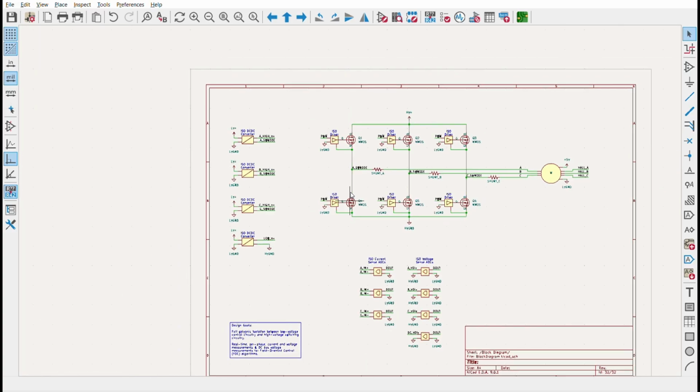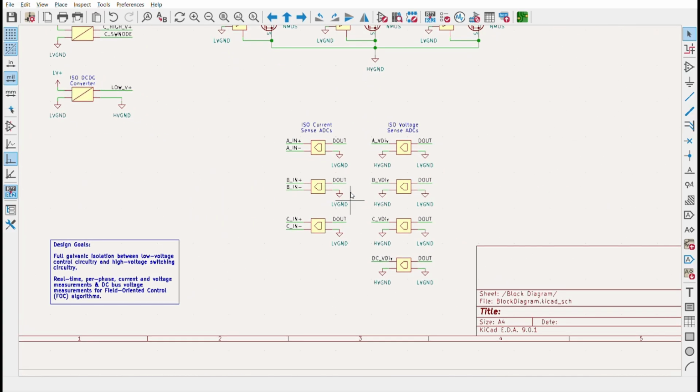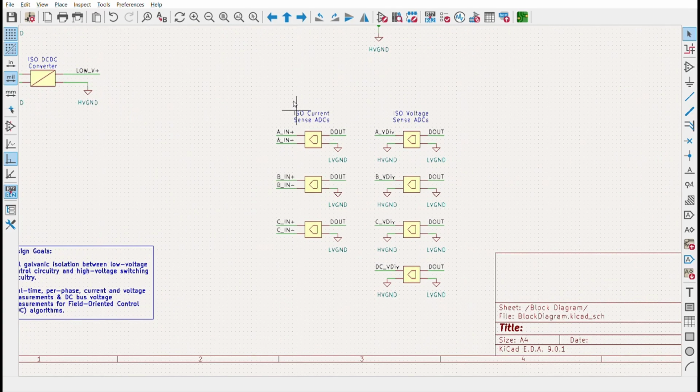And then finally, I have 7 ADCs, analog to digital converters. Each of these are my current sense, so they're taking in the voltage across the shunt resistor and giving me a digital out. And I have these voltage sense ADCs. Each of these is taking in a divided voltage of each phase and the divided voltage of my DC bus and giving me a digital out signal.